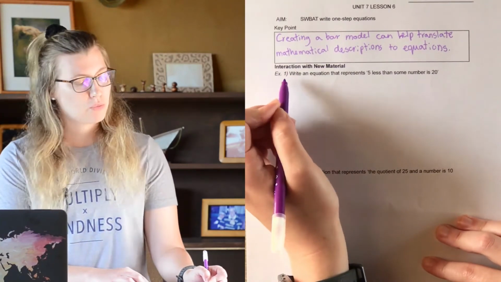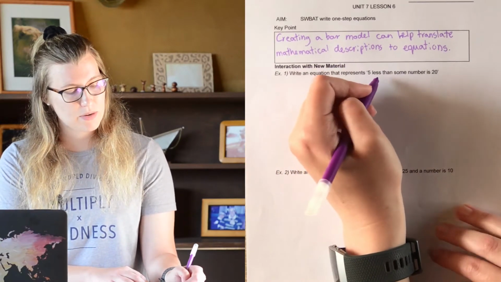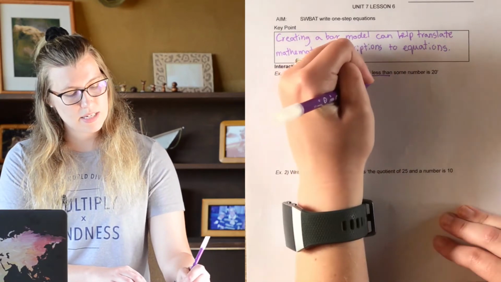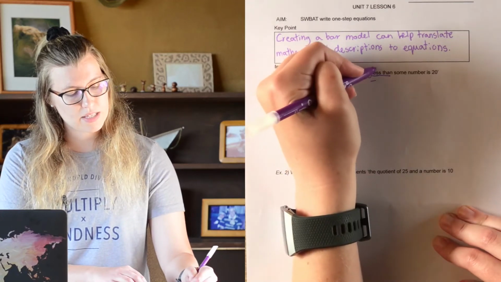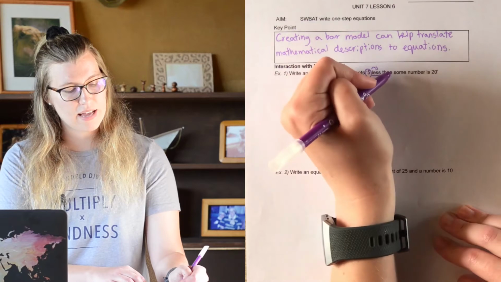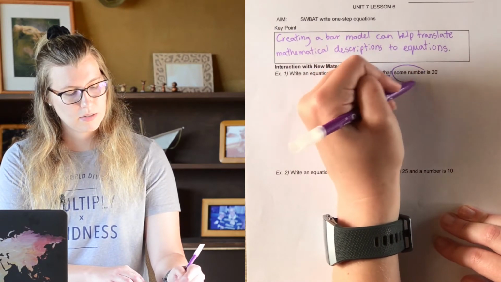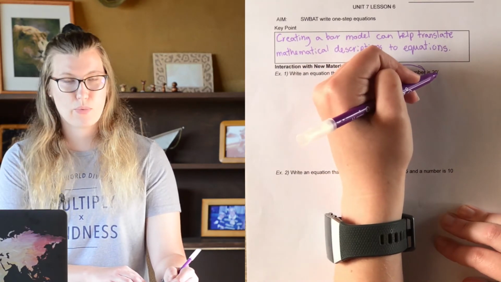Example number 1. Write an equation that represents 5 less than, I'm going to annotate less than means that I'm going to subtract. What am I going to subtract? 5. Remember, this is opposite. It's minus 5 at the end. So I'm going to subtract 5, then some number, that's my variable right there. I'm going to use n, is 20.